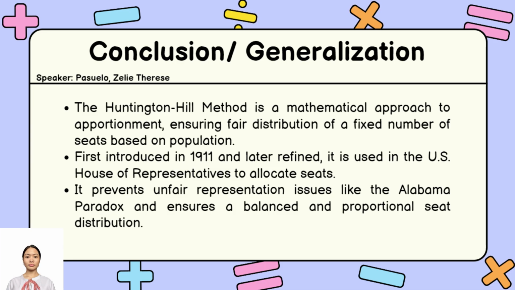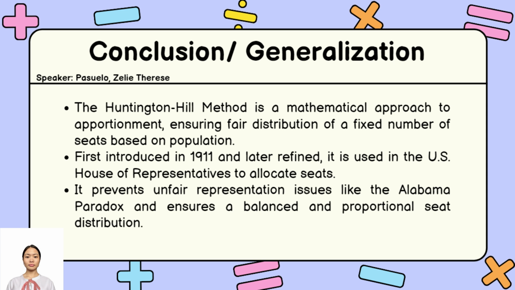So what we learned from this reporting is that the Huntington-Hill method is a mathematical approach used for apportionment, ensuring a fair distribution of a fixed number of seats among different groups based on their population. Originally proposed by Joseph A. Hill and later refined by Edward V. Huntington. This method is widely used, including in the U.S. House of Representatives.